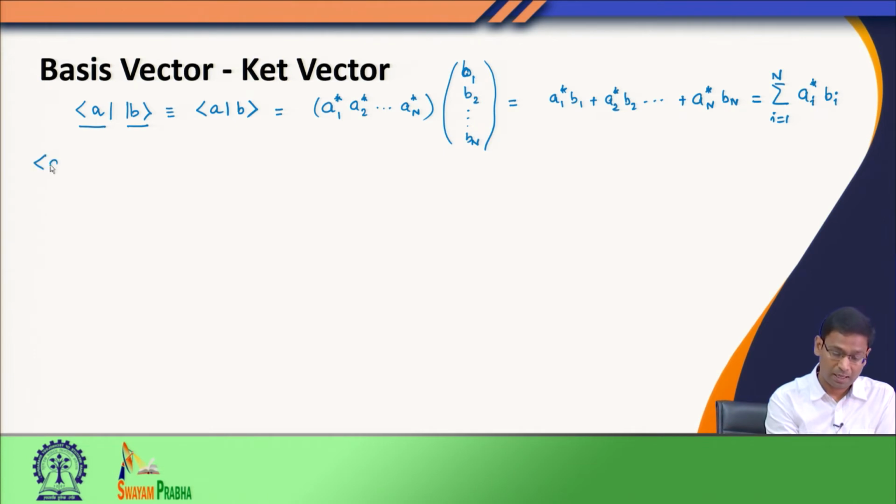Now, alternatively, since I have already defined what my bra functions and ket functions are, let us express them in terms of the ket vectors i. First I am dealing with the bra side. So, when I do this, I have i going from 1 to n.